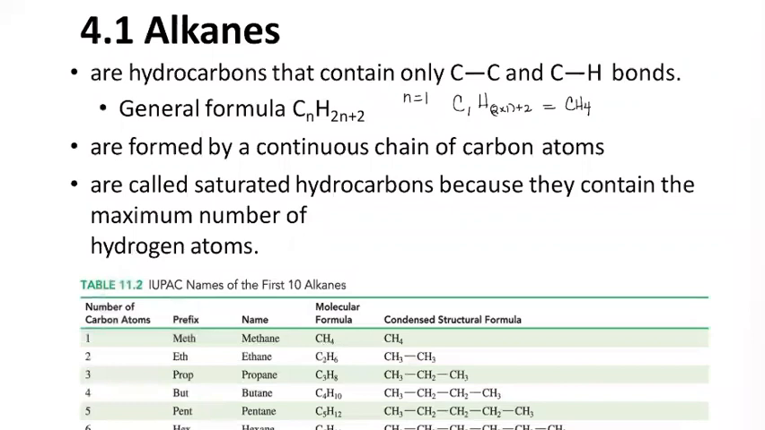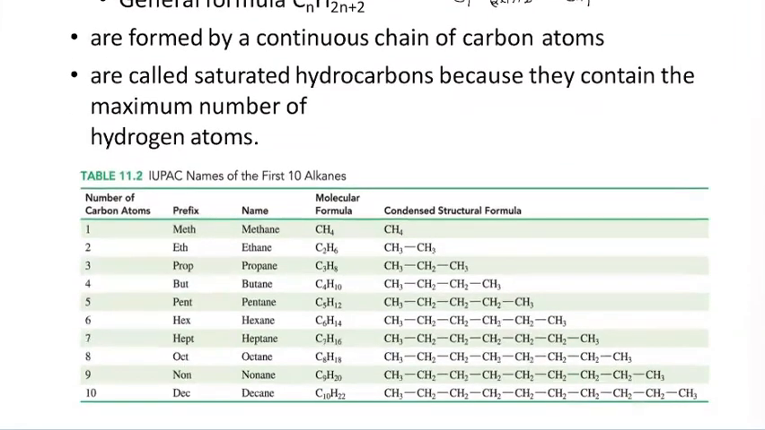Now, alkanes are going to be formed by continuous chains of carbon atoms, and they are called saturated hydrocarbons because they contain the maximum number of hydrogen atoms that the molecule can hold. So this table is actually from a different reference book, but in your textbook, you have a similar table on page 125, okay? It's just that the one that is on page 125 gives you the Lewis structures for alkanes.